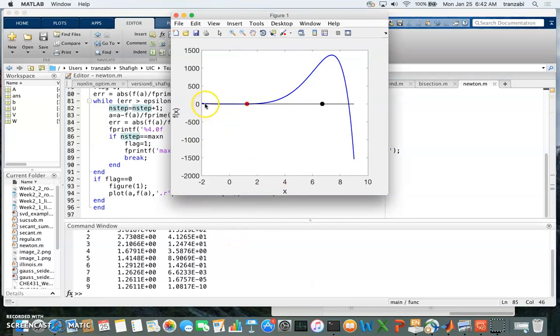So here it is. This is the function I have. This blue line is the function. Here's my guess value initially. I start from this point, and you see that the function is not 0. It's a very large number. But then it actually gets to 0 very quickly. So the red point is the solution, and you see that in 9 iterations, it reached the solution.